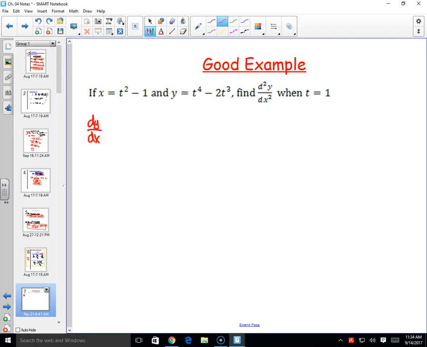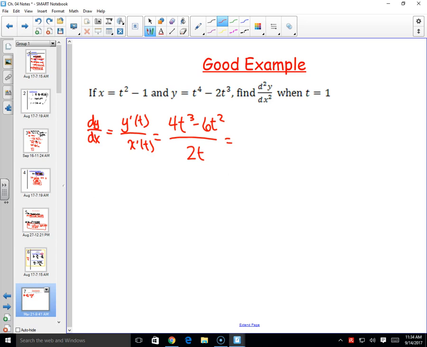Here we go. To find dy/dx, you just think of y prime over x prime. That's the easy way of thinking about it. y prime ended up being, hopefully, 4t cubed minus 6t squared. True? Yes. All over x prime, which was 2t.